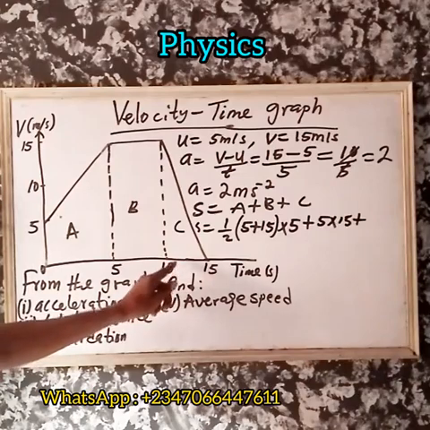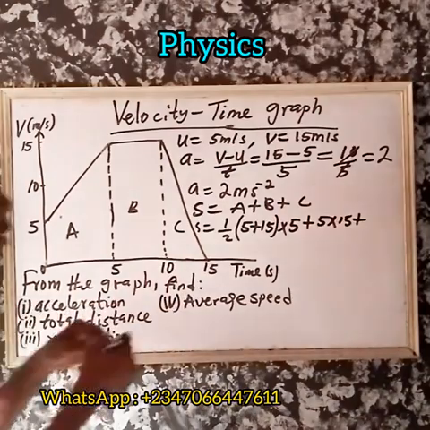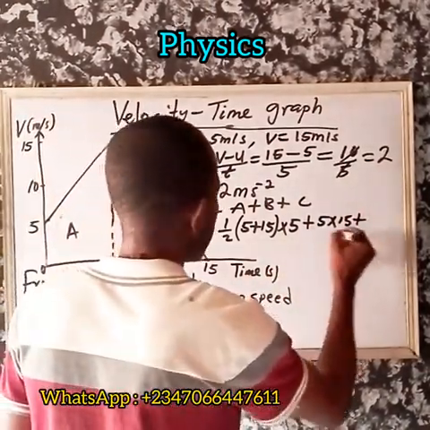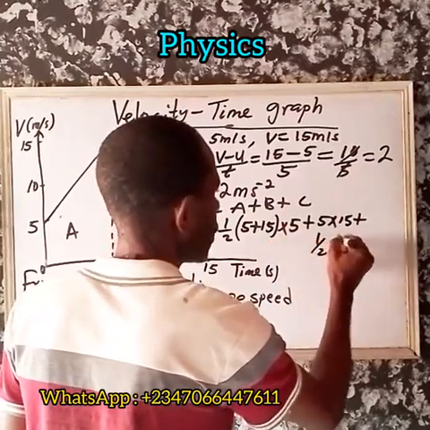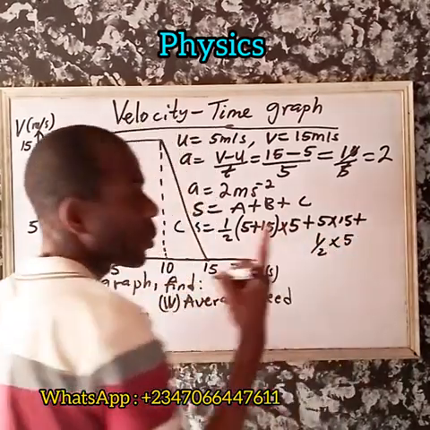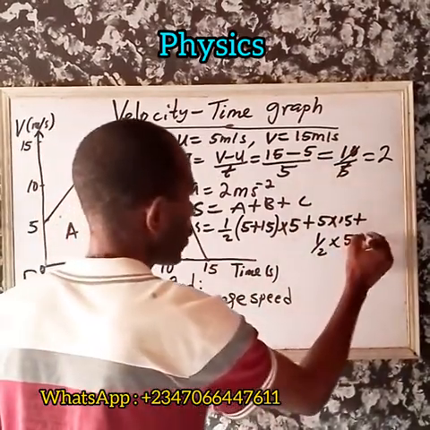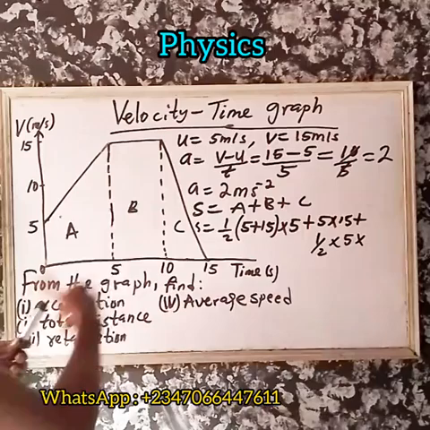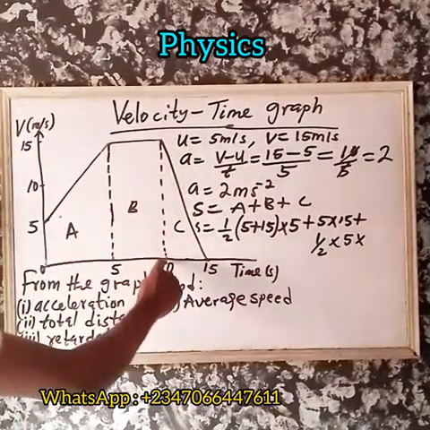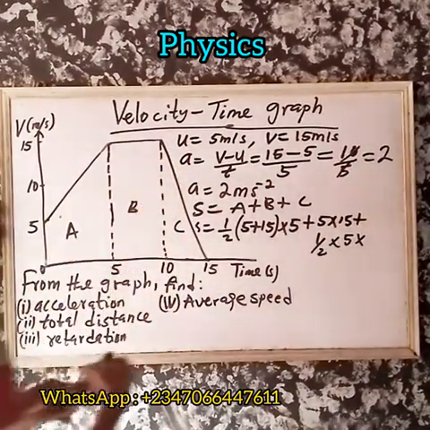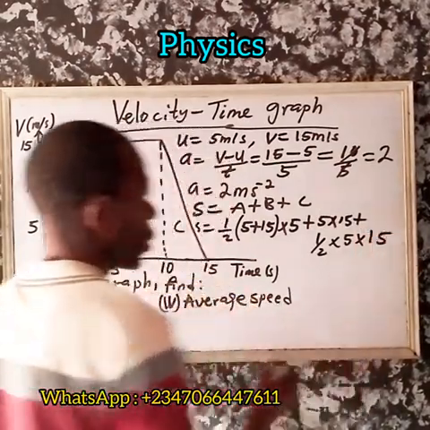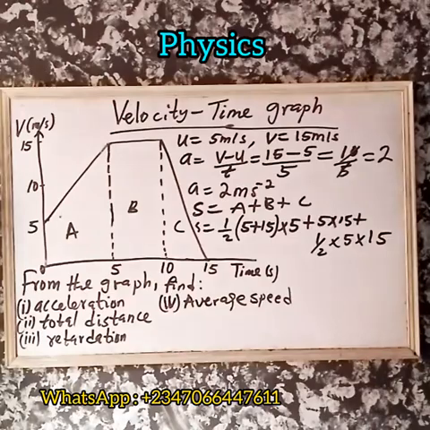That's where we have the base, between here and here. So 15 minus 10 is 5. Then we have half times 5 times the height. Where is the height? From here to here also. That is the height of the triangle, which is also 15. Now let's begin to evaluate.